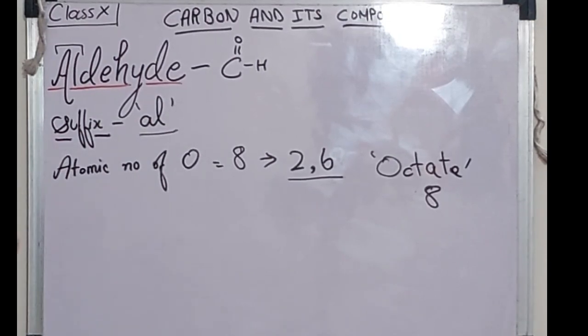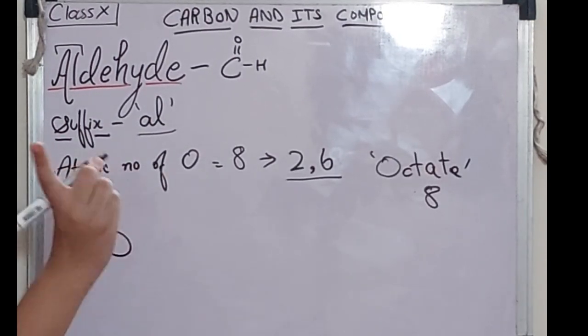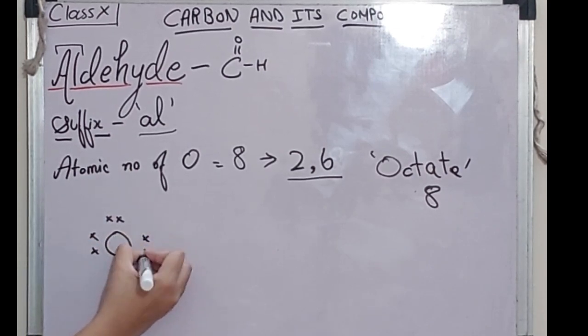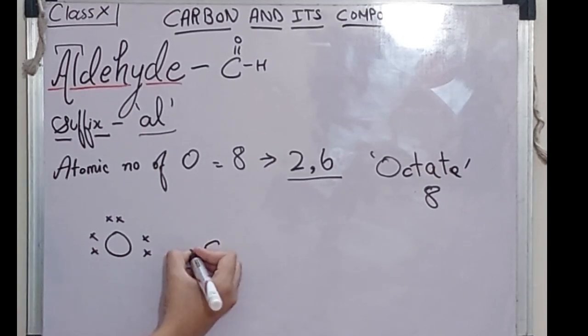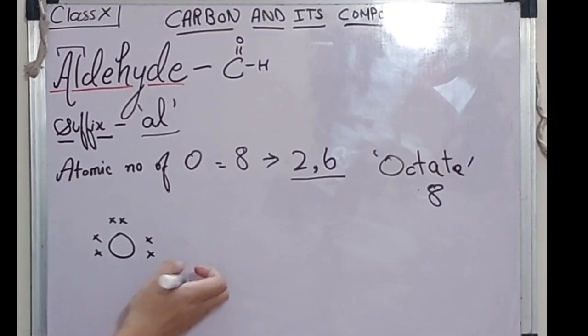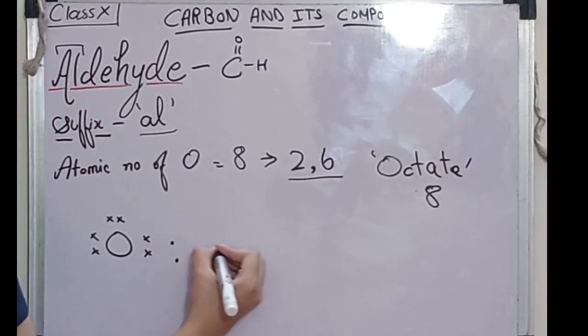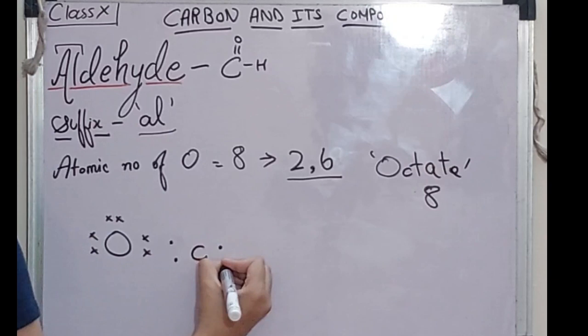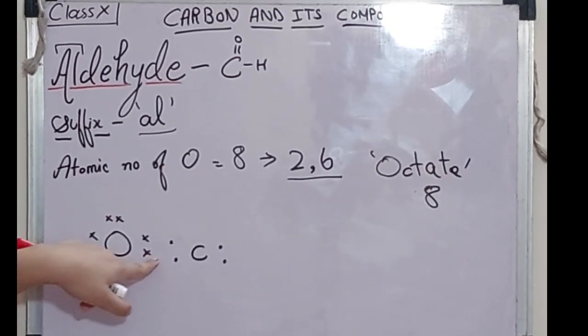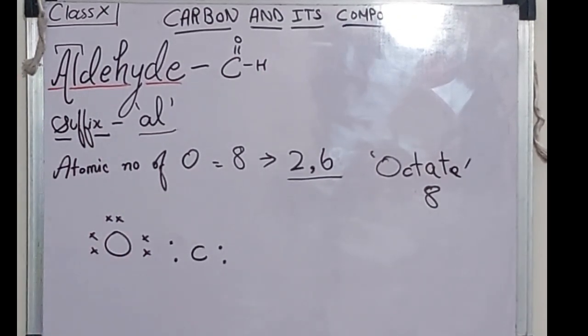So if I draw the electron dot structure, oxygen has 1, 2, 3, 4, 5, 6. And carbon has 1, 2, 3, 4, let me just represent it by dots, because we know that the valency of carbon is 4. Now what will they do? They will share 2 electrons each, meaning they will form a double covalent bond. Hence, it will look like this.